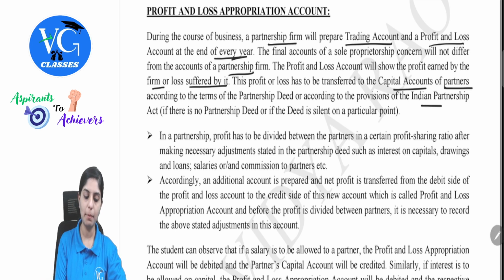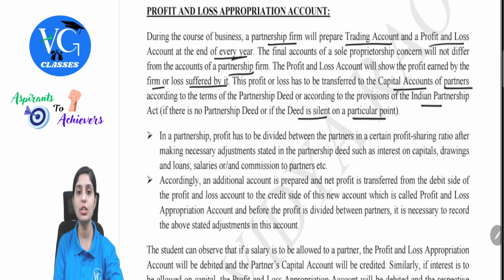And according to the Indian Partnership Act, if there is no partnership deed or if the deed is silent on a particular point, if there is no partnership deed, what did we just see? It will be shared equally.